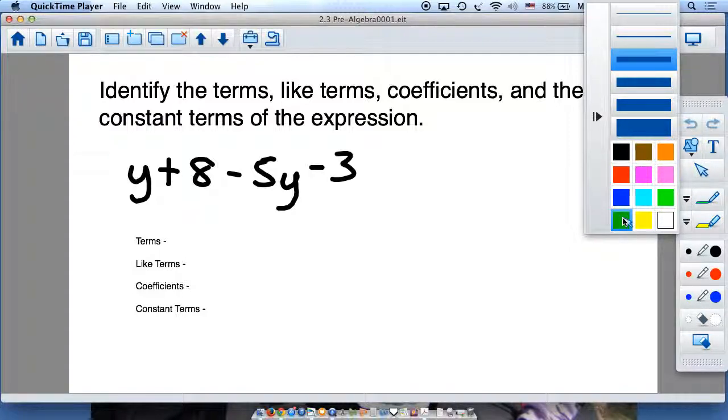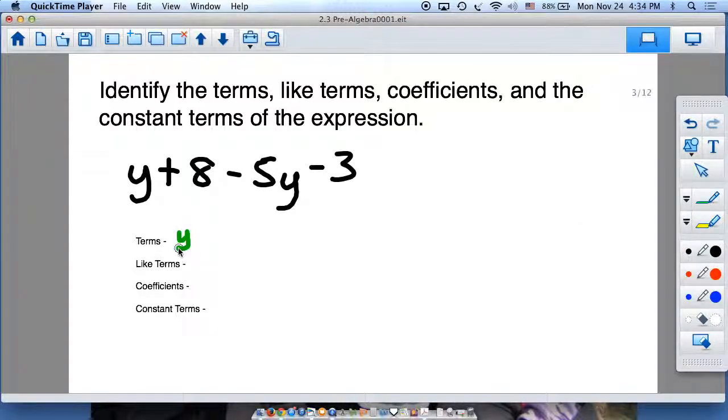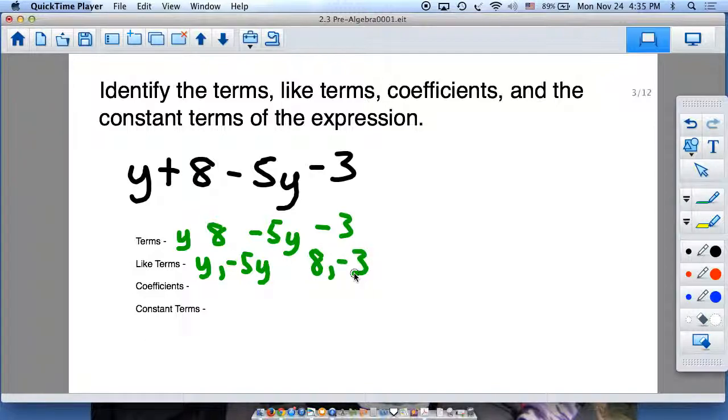So my terms are y, 8, negative 5y. Notice that there's a minus sign in front of it. It is a negative. And also negative 3. Each one of those is its own term. We have like terms. The ones with the same variable are alike. So y and negative 5y are alike. And also the constant terms of 8 and negative 3 are alike.